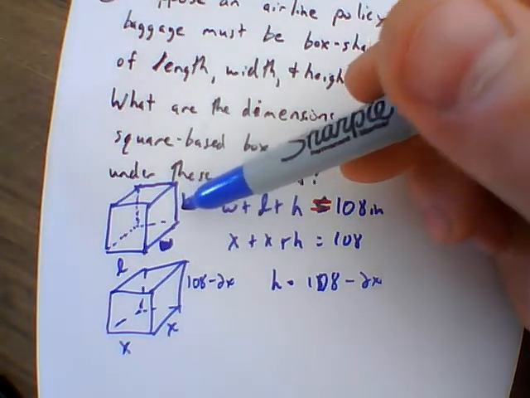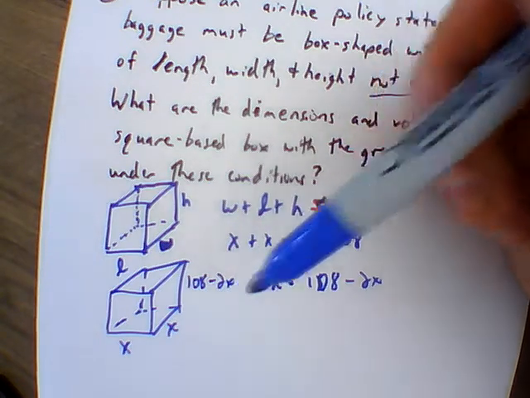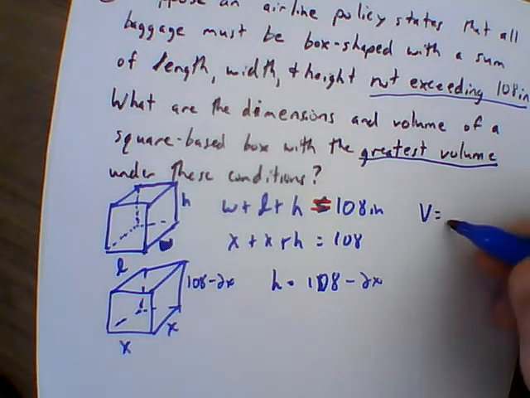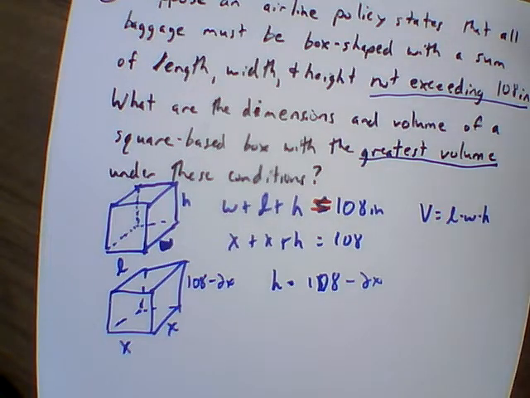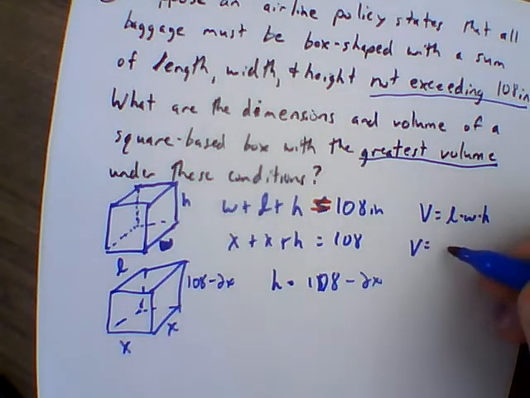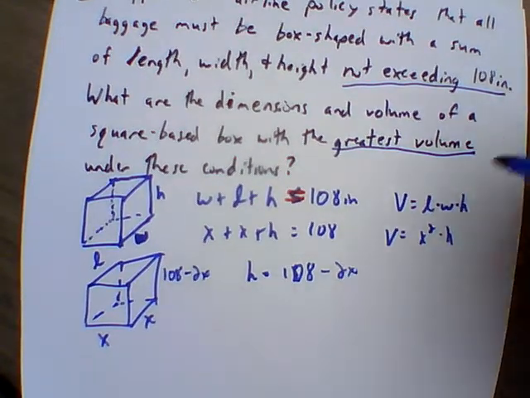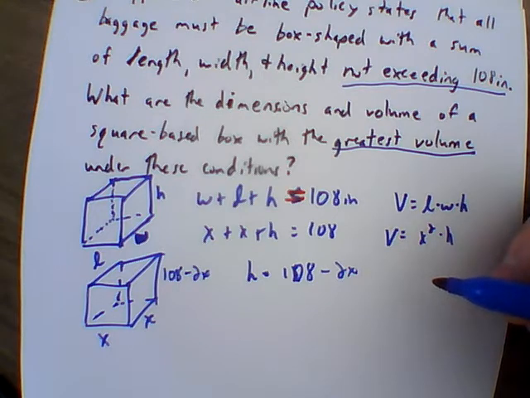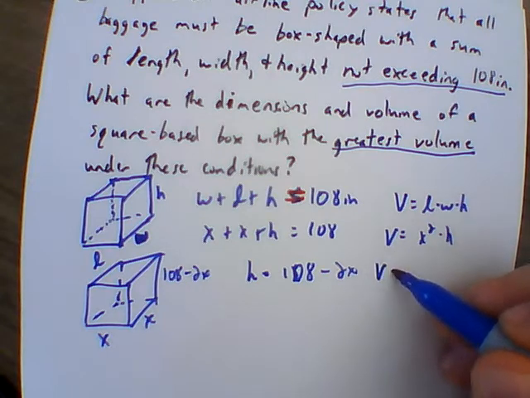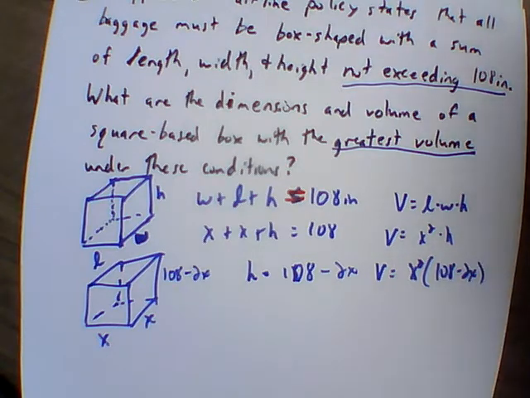What I did was take this original box, which was length, width by height, and convert everything to be in terms of x, because we want to find the greatest volume. Volume was length times width times height of a rectangular prism. We changed that by stating that it is a square, so we have x squared times height, because we said we're going to have a square base. Remember, any prism's volume is the area of the base times the height. Now we state that volume equals x squared times 108 minus 2x.